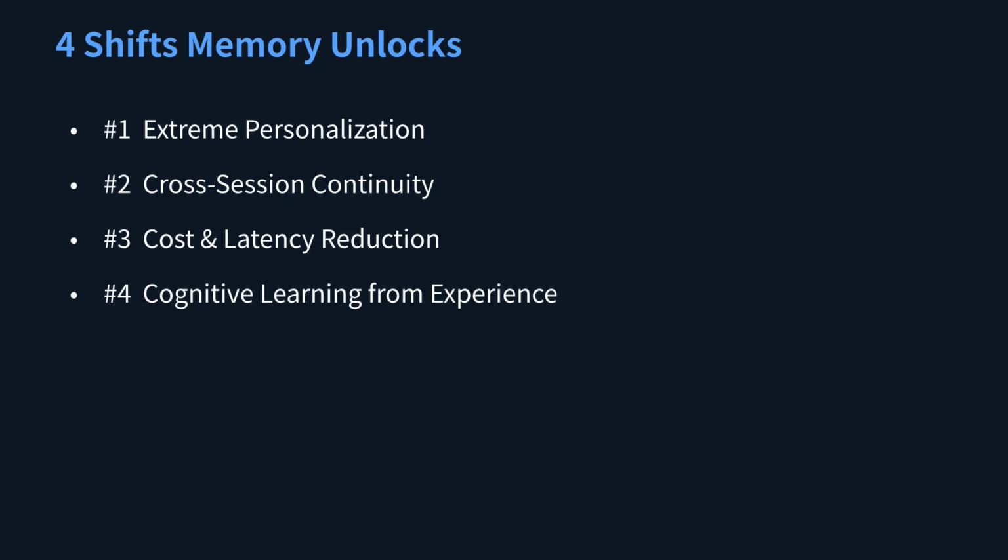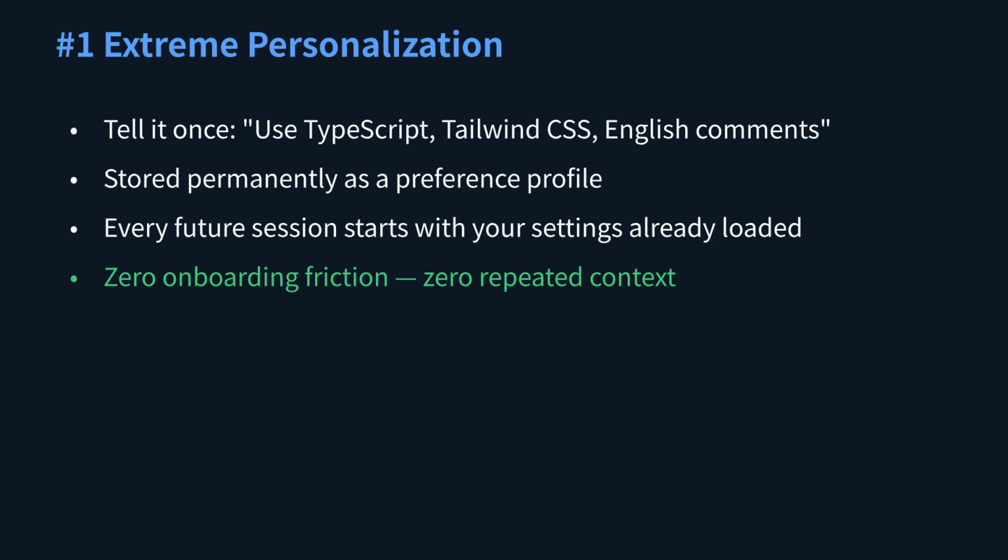They represent a fundamental shift in what the AI actually is and what it can do for you. Let's walk through each one. The first shift is extreme personalization. Without memory, you have to re-explain yourself every single time.